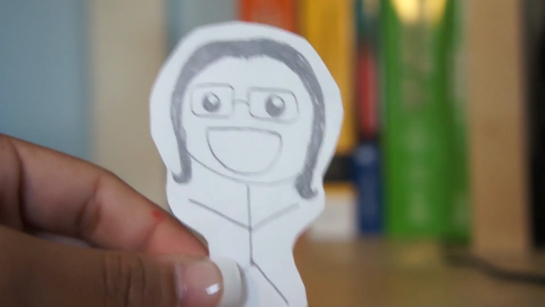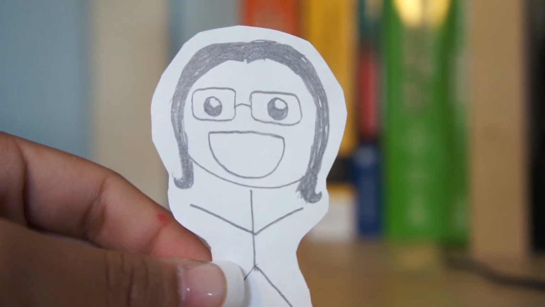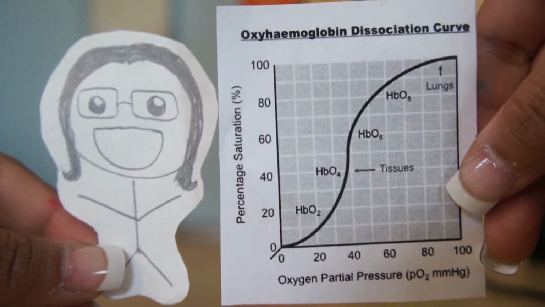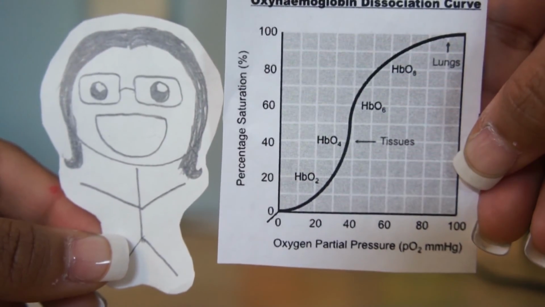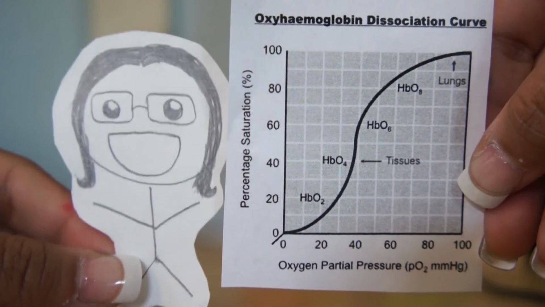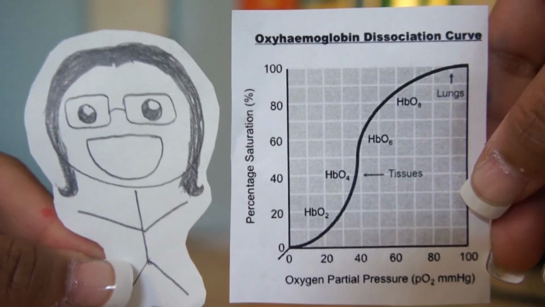Fascinating, isn't it? So now we're going to continue on with the actual oxygen dissociation curve. Here it is. In this curve, it shows the relationship between the partial pressure of oxygen and the percentage saturation of the oxygen-carrying molecules.